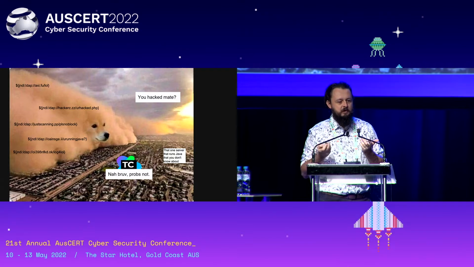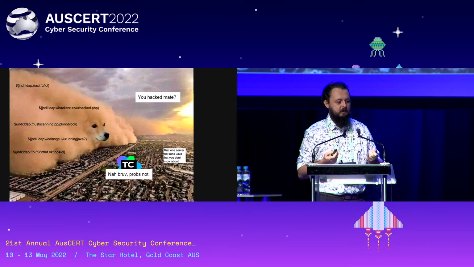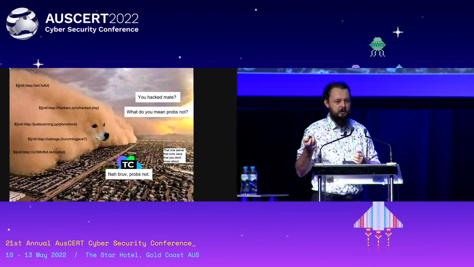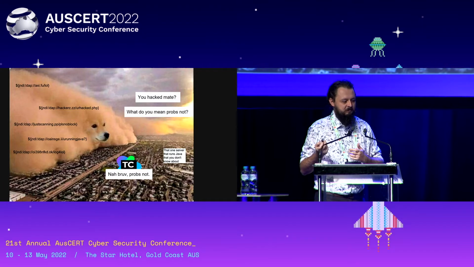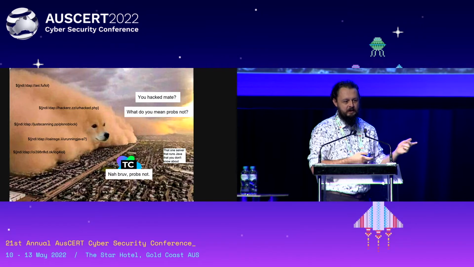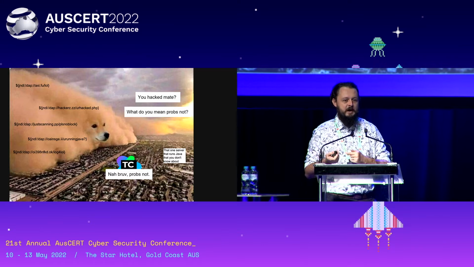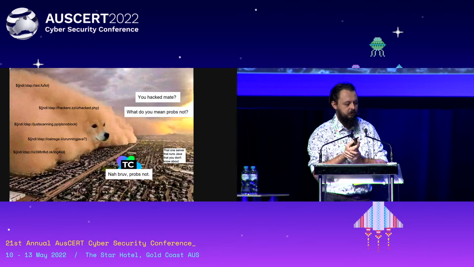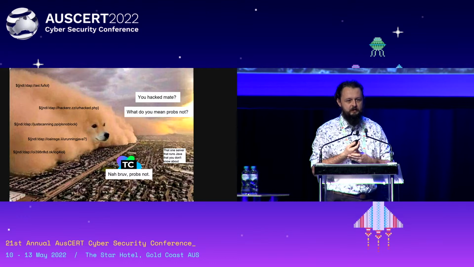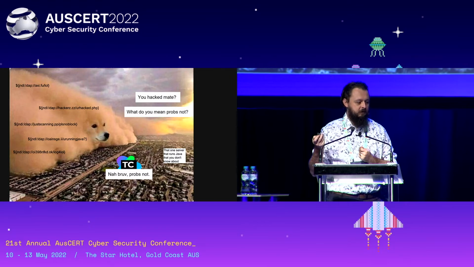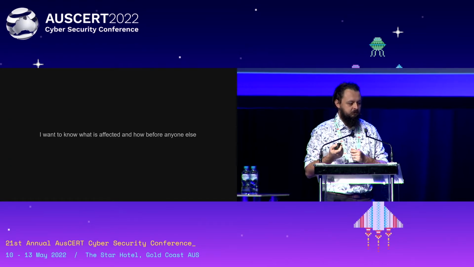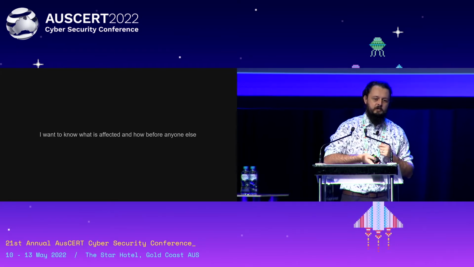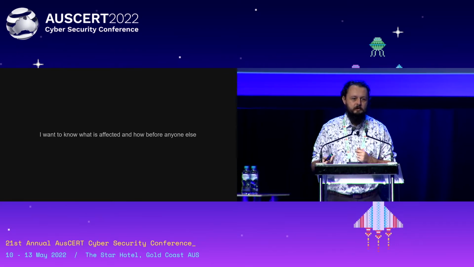But no one can tell this stuff immediately. And basically going, what do you mean probably not? This stuff started happening yesterday. We need an answer straight away. We can't just wait for you to mess around and do all your disclosure and stuff. We need to find out if we're compromised right now. So basically, I set myself a goal of, I want to know what is affected before anyone else.